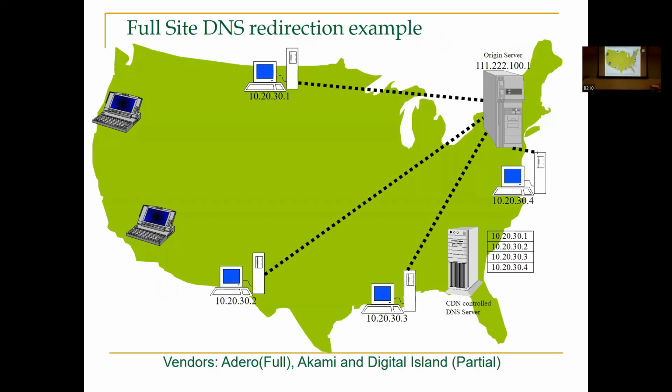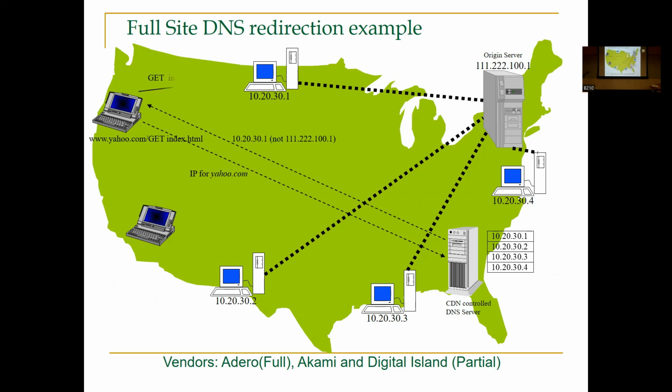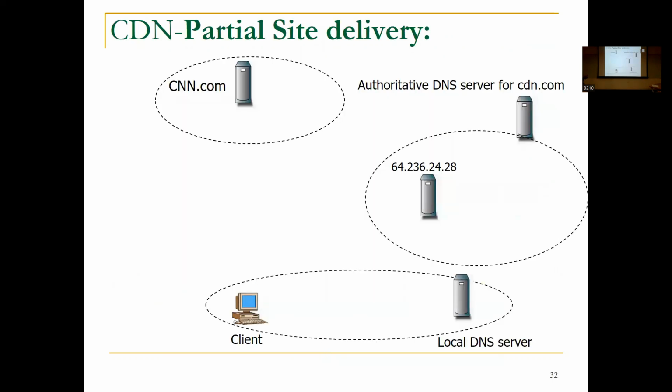Let's say this is the origin server, and then it has gone to the CDN services. These are the surrogate servers. They are keeping the replica. These are the users, and this is a controller which has the information of all the servers and their locations. Whenever a request is made to access, let's say, yahoo.com, it will go to this server, which will divert it and direct it to access the nearest one instead. Now this is partial site delivery.